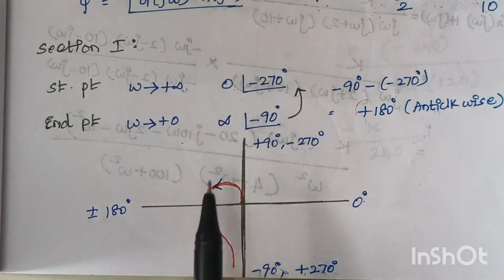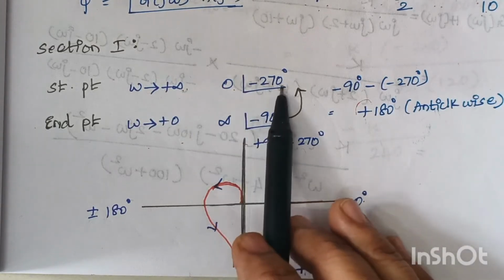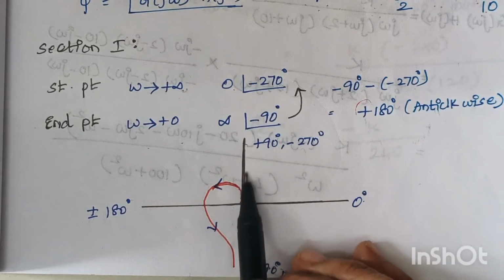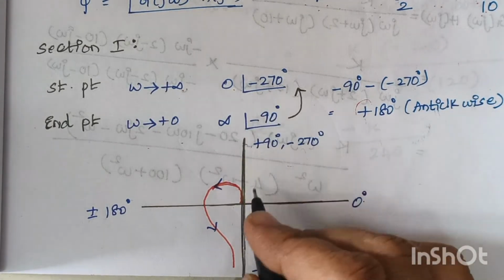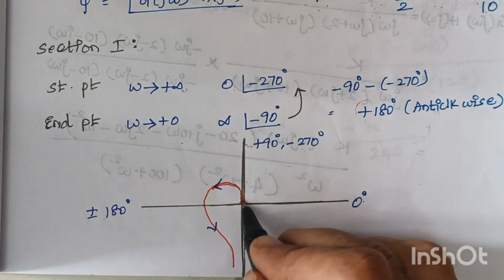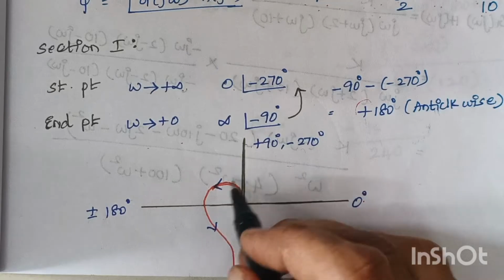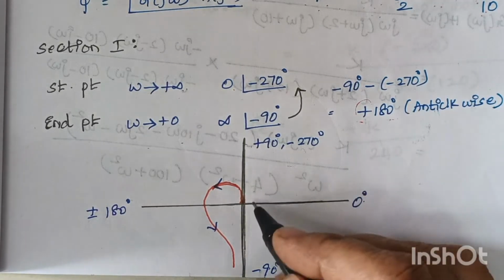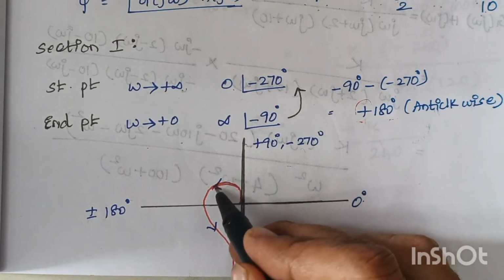So here what is the starting point? The magnitude is 0 and the angle is minus 270 degree, right? So this is your minus 270 degree line, right? So here it starts at origin, and it moves like this. How much angle should it be rotated? It should be moved by plus 180 degree. That is, it should move in anti-clockwise direction. So it is moving like this.